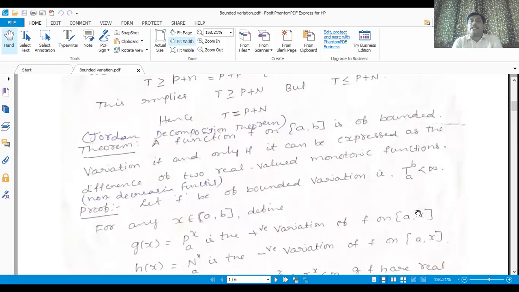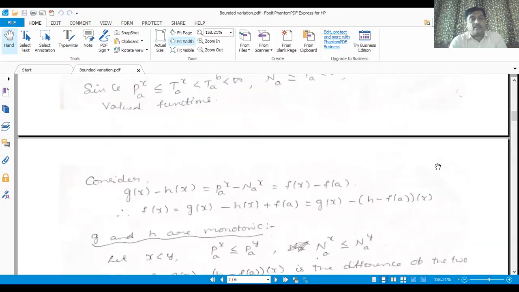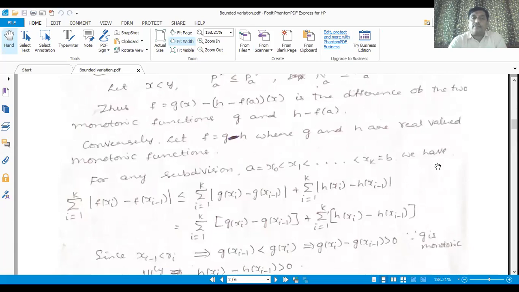The bounded variation function can be represented using positive variation as well as negative variation. Then f of x can be represented as g of x minus h of x. These two are the representation. This theorem we already proved: if T of a comma b is less than infinity, then g and h are monotonic functions, and we say it can be expressed as a difference of two monotonic functions.